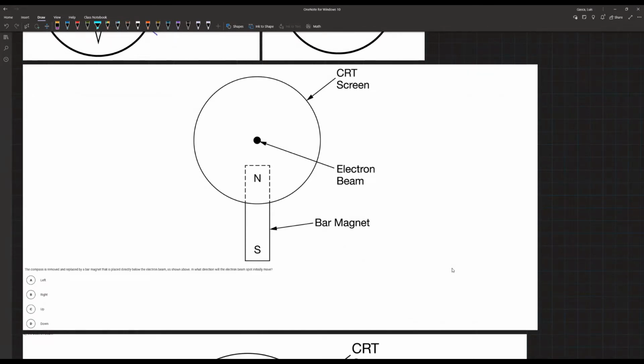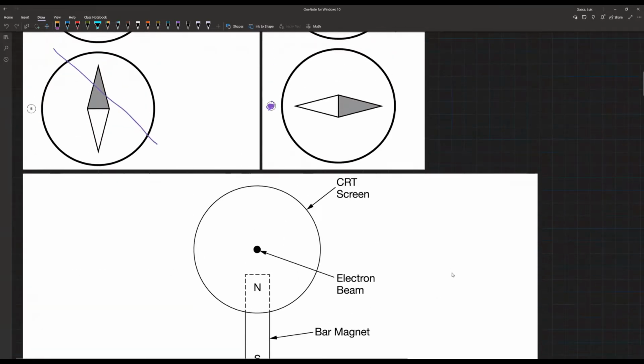The compass is removed and replaced by a bar magnet that is placed directly below the electron beam as shown above. In what direction will the electron beam spot initially move? So we've seen here, we have a magnetic field that comes out of the north side of a magnet. And so locally, this electron beam is experiencing a magnetic field directed locally up.